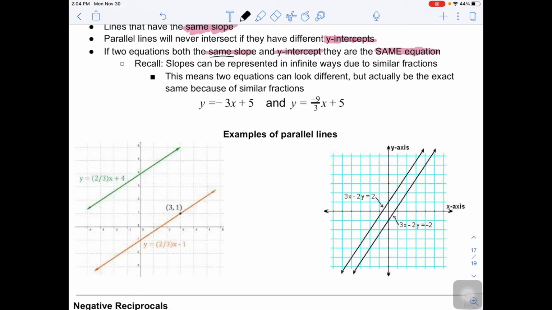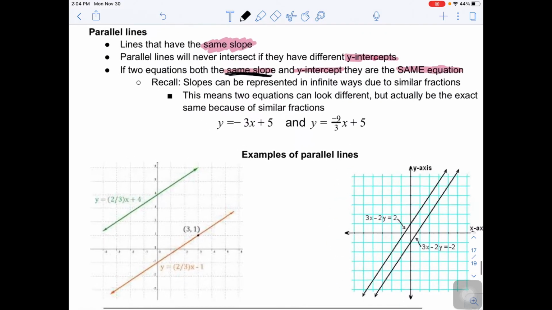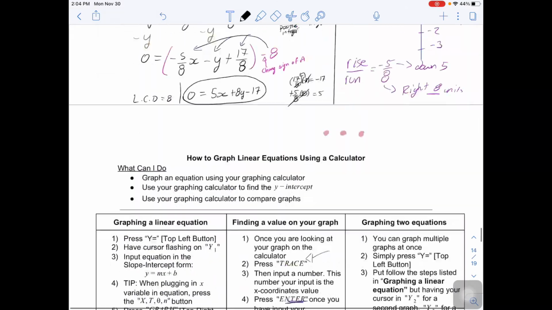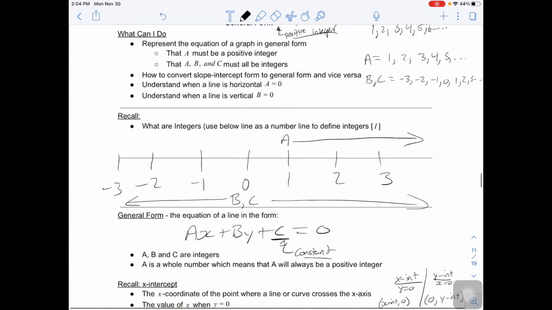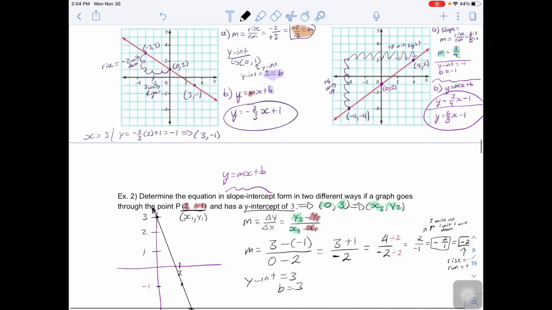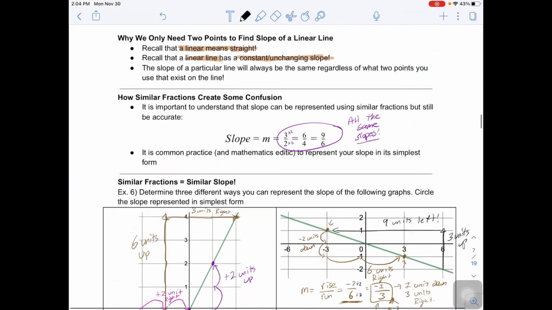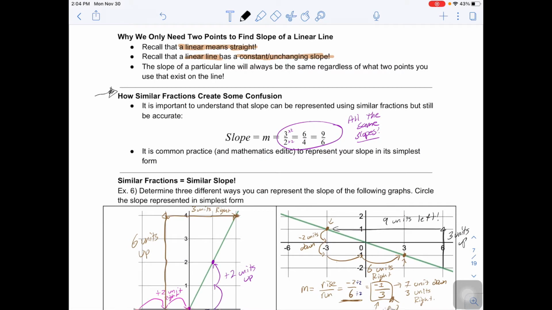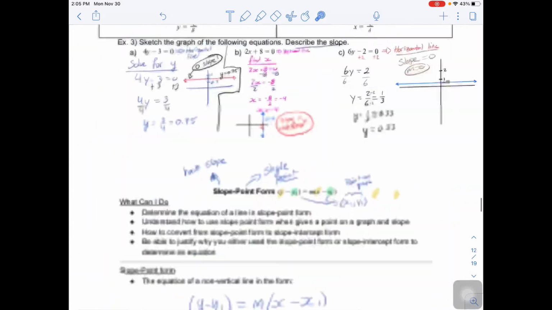This might seem really obvious, but remember, a single slope can be represented in multiple different ways. If you are confused by what I just said, you definitely want to go check out one of my other videos that has to do with slopes, and how similar fractions create some confusion. Because remember, if a slope is, let's say, 6 over 1, that can also be represented as 12 over 2. And that can also be represented as 18 over 3. These are all the same slopes because they're similar fractions. If you're a little confused on that, you definitely want to go watch that video.